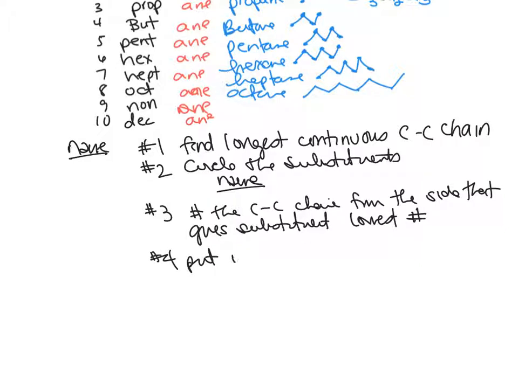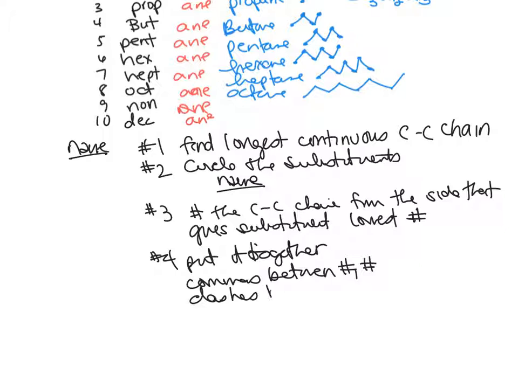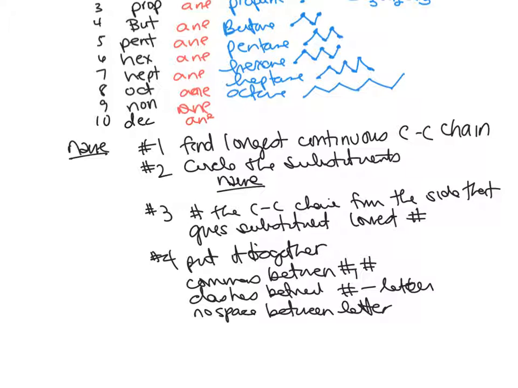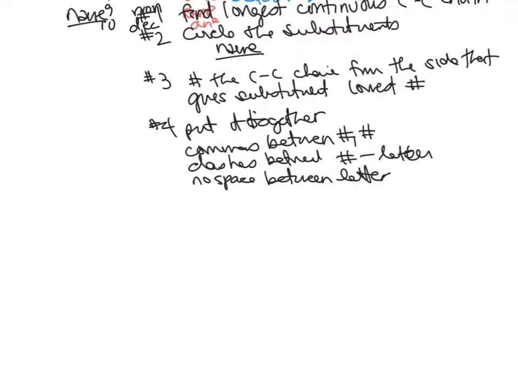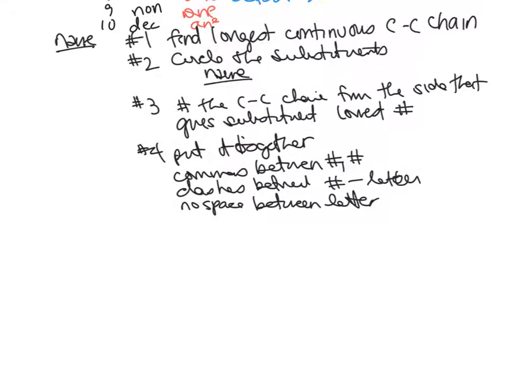And then we're going to put it together. When we put together the whole name, you put commas between numbers, dashes between a number and a letter, and no space between letters. So those are our four rules, and let's try an example. Hopefully you're writing this stuff down.